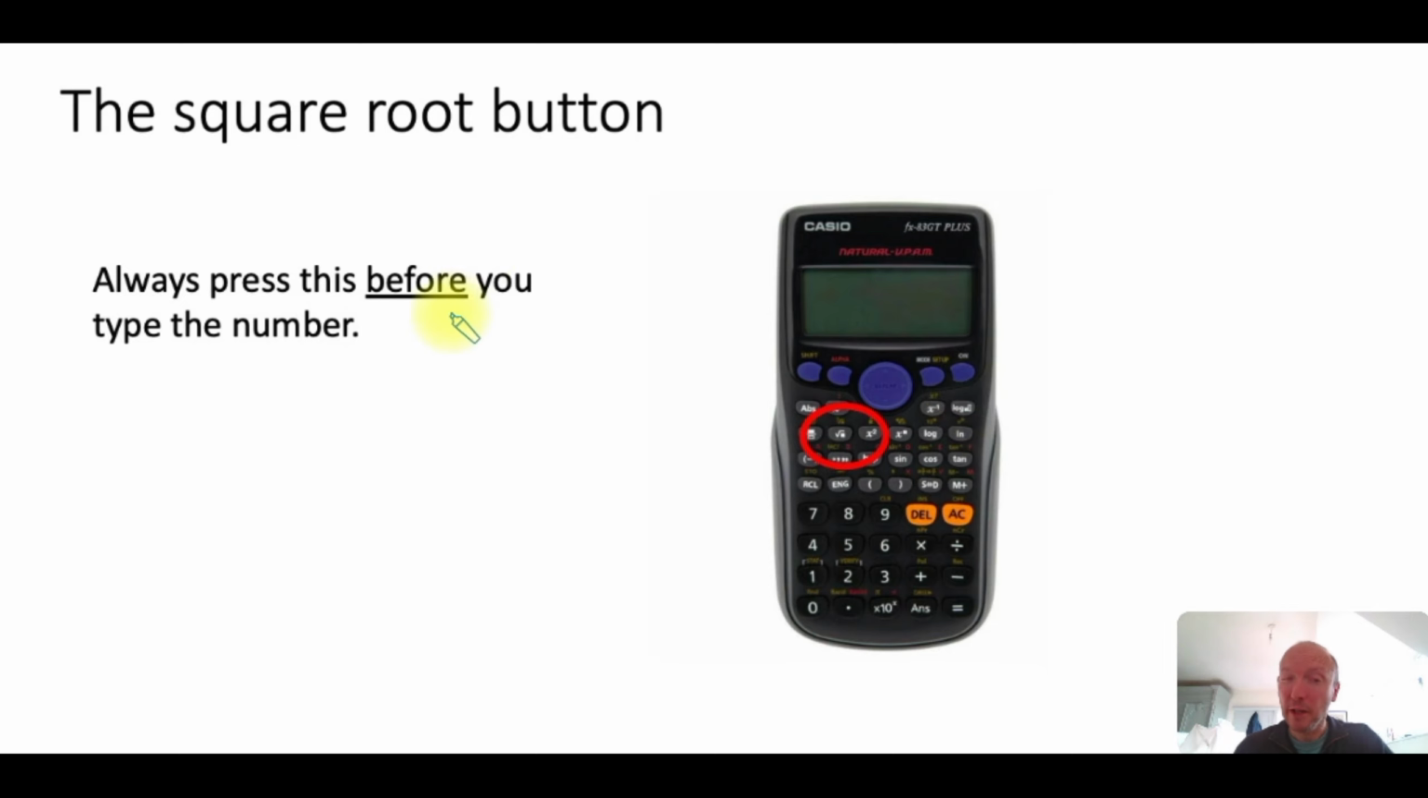A mistake a lot of people make is, let's say you want to find the square root of 81, they type the 81 and then press this button. That won't work. You have to do it the other way around. First of all, press the square root button. That will appear on your screen like that. Then you fill in the numbers, and if you hit the equals button, which is down here, it will give you the answer, in this case 9.